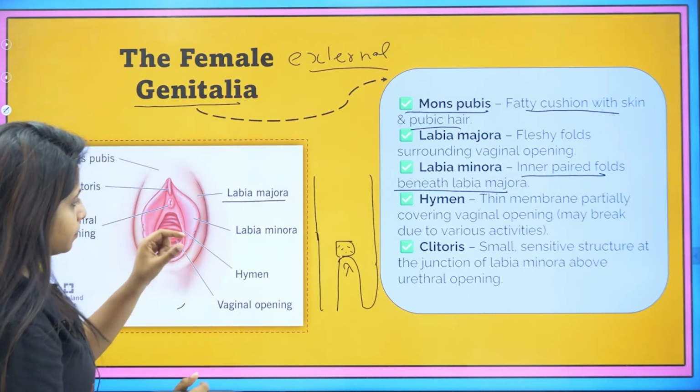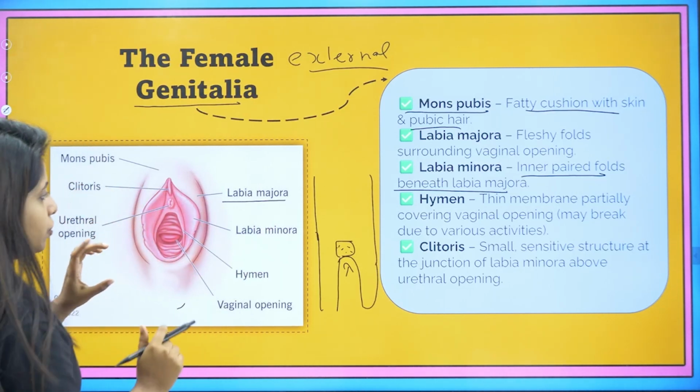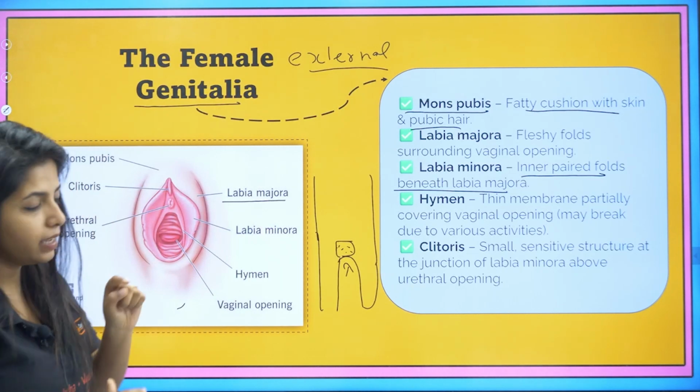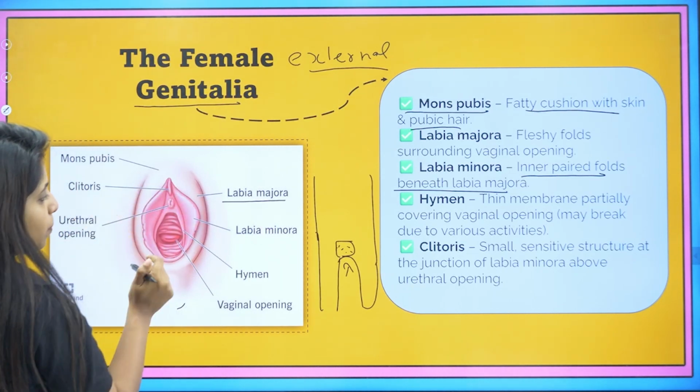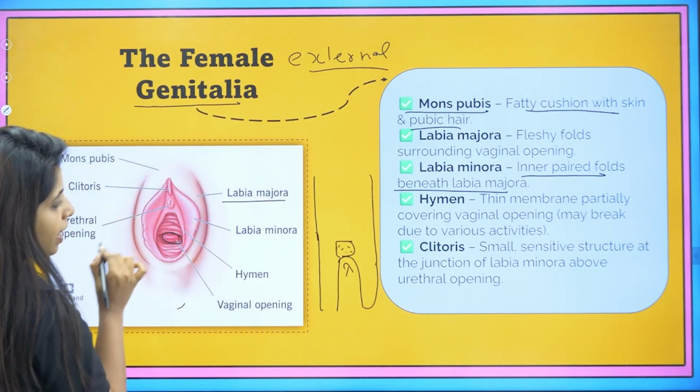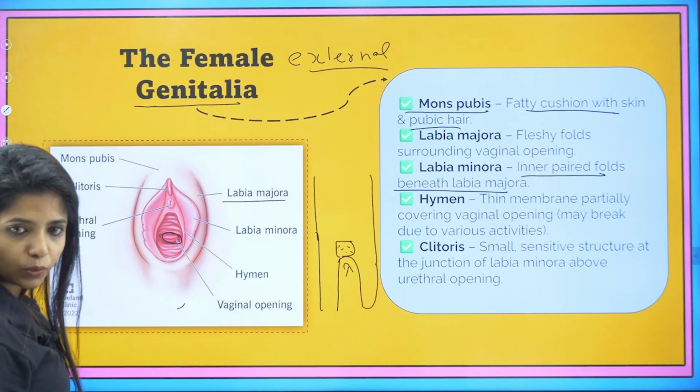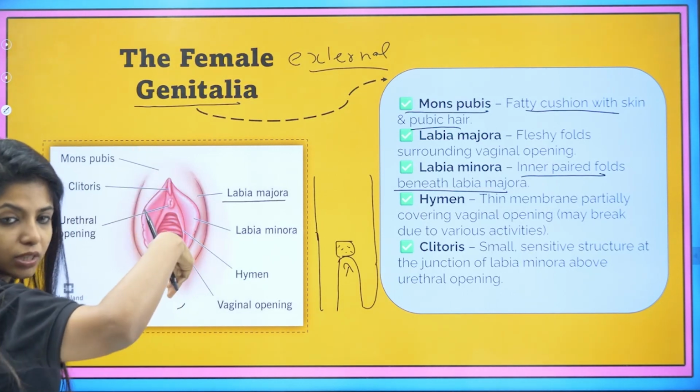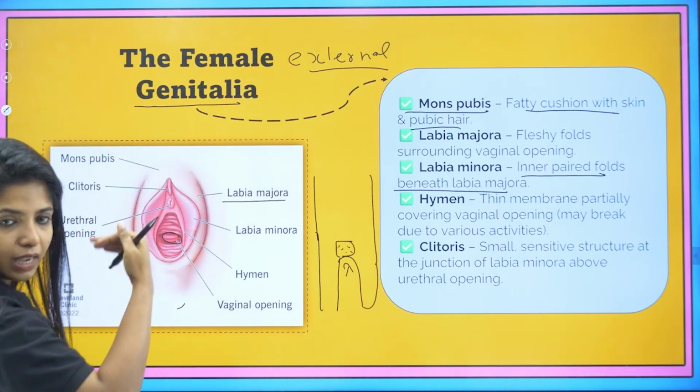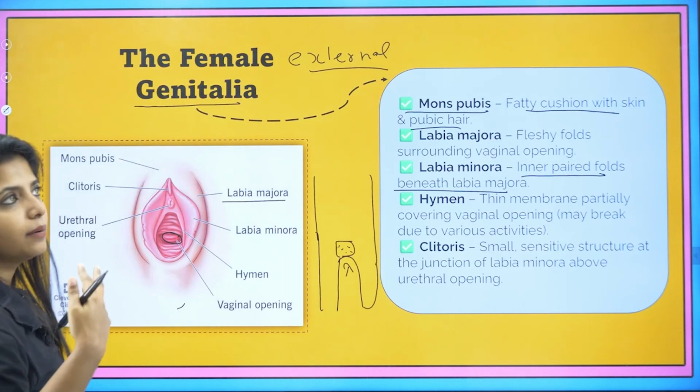Now going ahead, if you see the structure, my dear children, you have two openings. This is the labia minora. You have two openings. One is this opening, which is known as the vaginal opening, through which the penis enters, and the blood also flows out during menstruation.